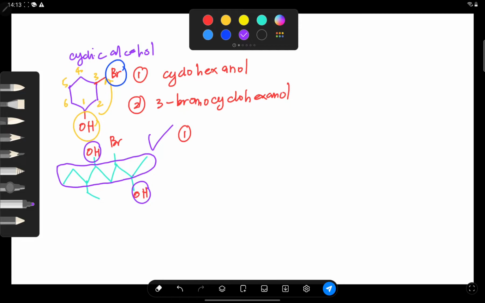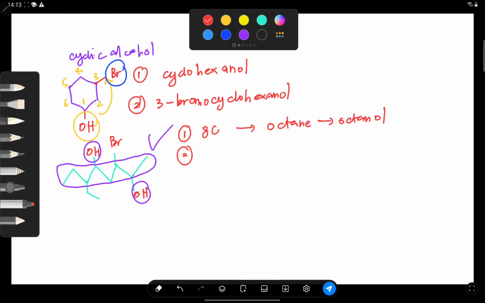Then you need to locate. First, how many carbons in the longest parent chain? 8 carbons. 1, 2, 3, 4, 5, 6, 7, 8. So it will become octane. If alcohol, it will become octanol. Octanol.